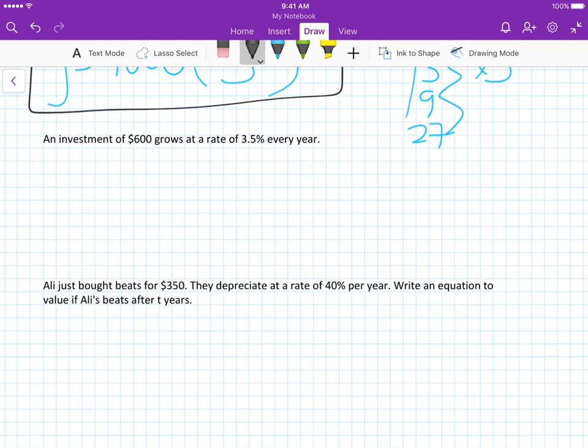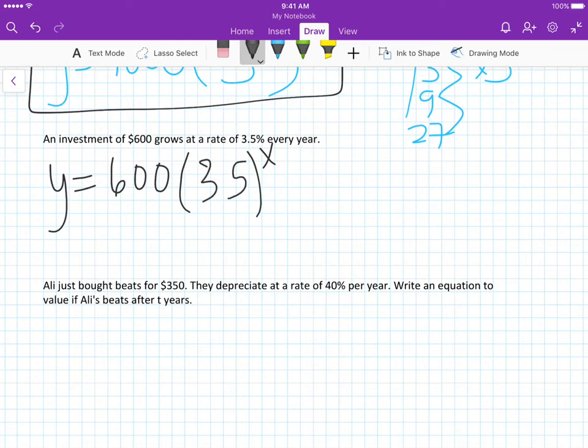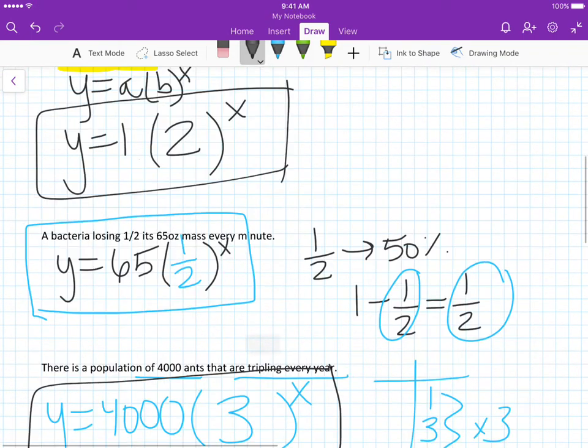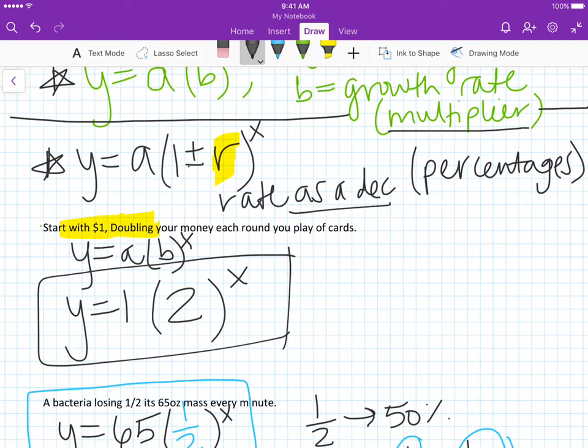An investment of $600 grows at a rate of 3.5% every year. Great. I have an investment. It starts at 600. It grows at a rate of 3.5 every year. Well, here's the problem. If I put 3.5 in here as my multiplier, that means that $600 is more than tripling every year because of 3.5. And I know that 3.5% definitely does not mean that it's going to be more than 3 times 600. 3.5% isn't that much. So this is where we start to go back and use the percentages equation.